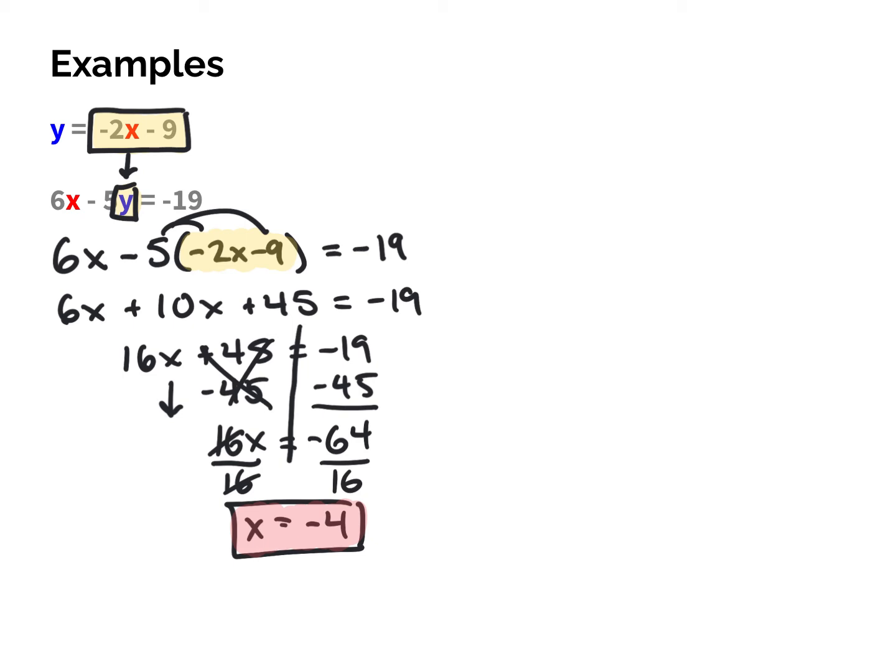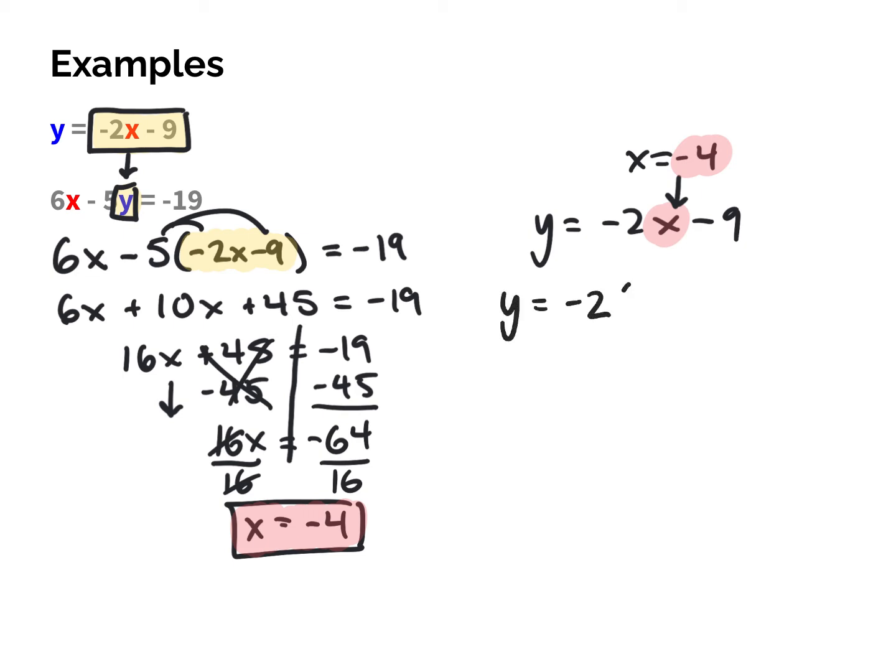Now here's the neat thing. Now that I know what x is, now I can figure out what y is. Go back to my original equation. It said y equals negative 2x minus 9. Well, I now know that x is negative 4. So what I can do is take x equals negative 4, and I can plug that in where x goes. And what I'm going to plug in is just the value, negative 4. So by doing that, here's what I would get. I would have y equals negative 2.